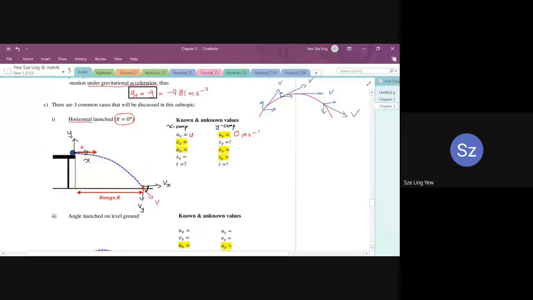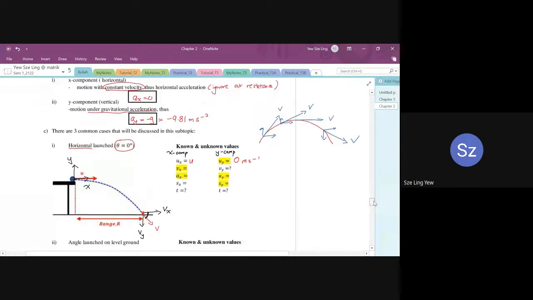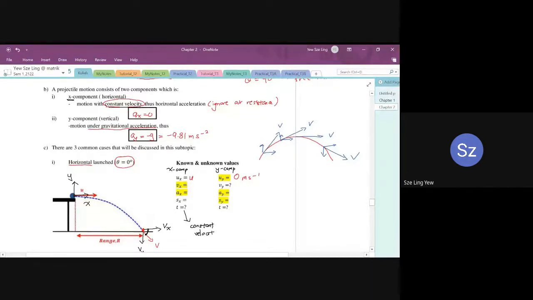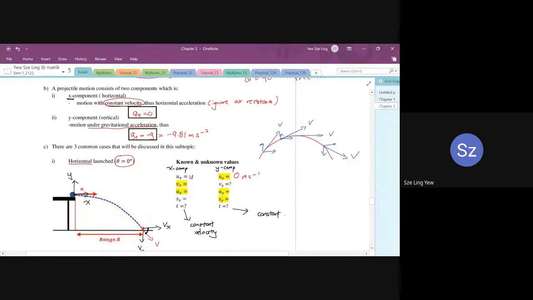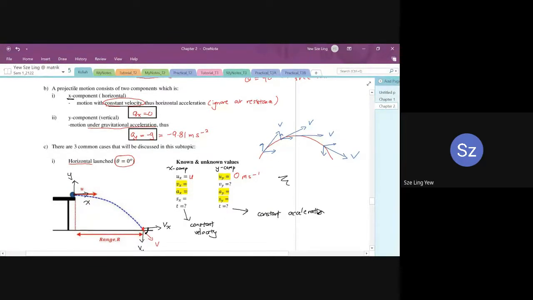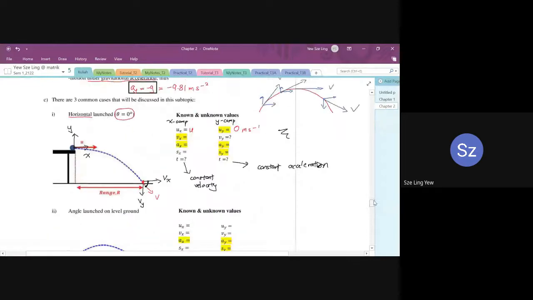Now, do we have the value of Vx? Actually, we do. We have to go back to the assumption. The assumption tells us that for the x component, your object is moving with constant velocity, and then constant acceleration for the y component.